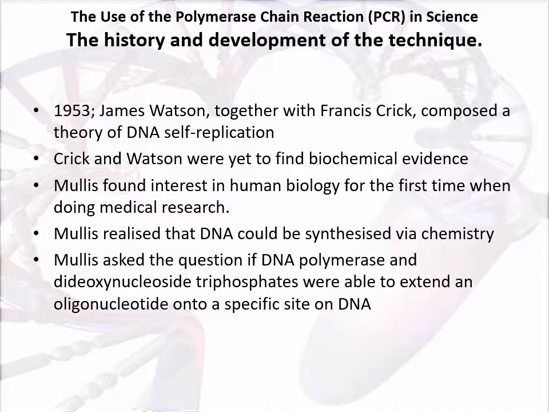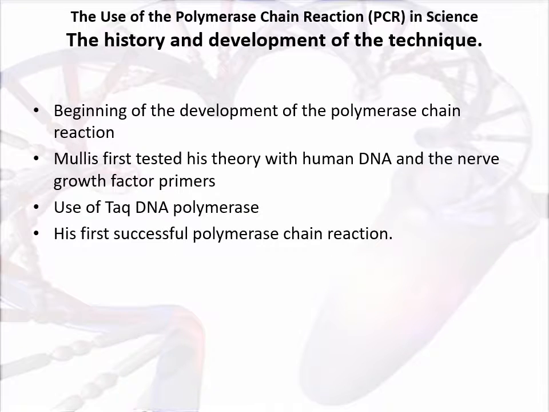Mullis continued his thought process until it led him to considering leaving out the radioactive dideoxynucleoside triphosphates, mixed the DNA sample with oligonucleotides and added polymerase, then waited. This was the beginning of the development of the polymerase chain reaction.